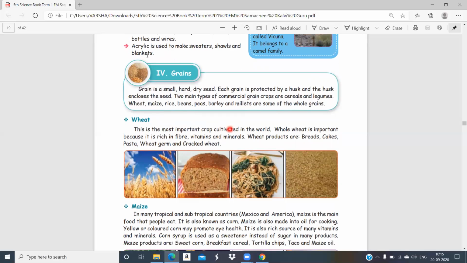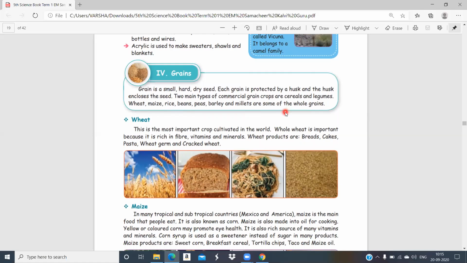And next we will see grain. Grain is a small, hard, dry seed. Each grain is protected by a husk, and the husk encircles the seed. Two main commercial grain crops are cereals and legumes. Wheat, maize, rice, beans, barley and millets are some of the whole grains.